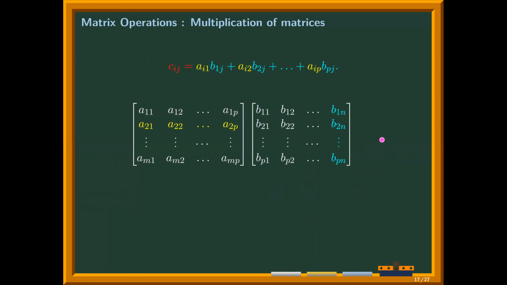So to find the entry in the product that lies in the second row and last column, we have to take the second row of the first factor and the last column of the second factor. So applying this formula gives the desired entry in the product.